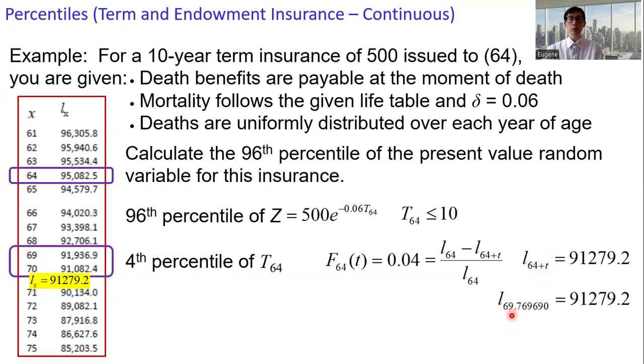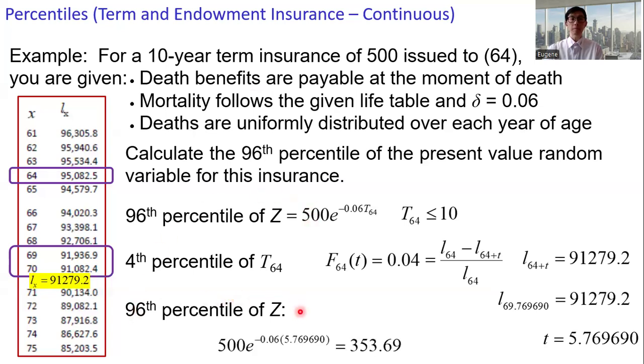64 plus T equals 69.7696 here, and we get T equals 5.76969. All right, so in this expression, T64 equals this 5.76969. And therefore, we can get the 96th percentile of Z, which is 353.69.